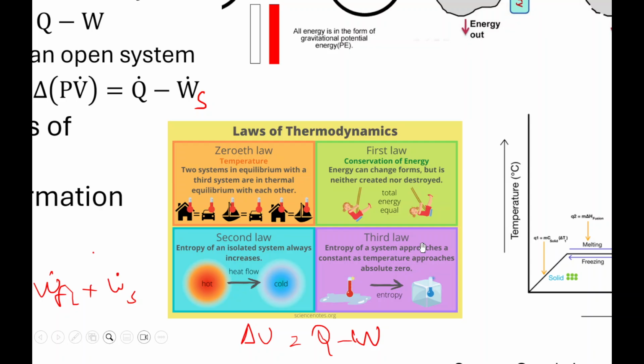The third law then tells us that the entropy of a system approaches a constant as the temperature approaches absolute zero. At absolute zero, the entropy approaches a constant value because at this point the molecules are almost at a standstill. So the entropy of that system will be a constant value.